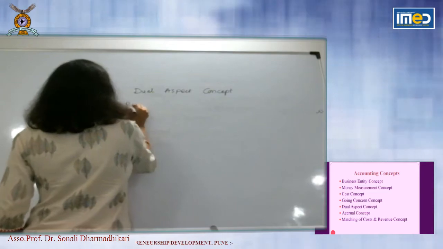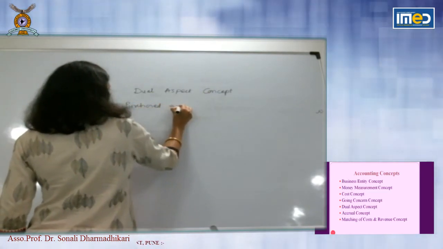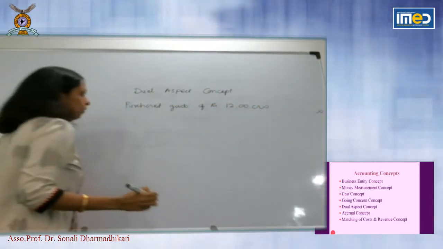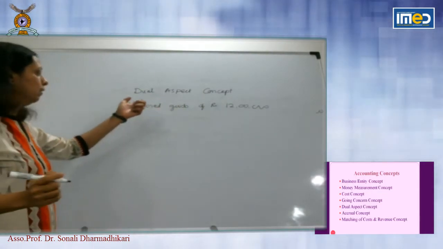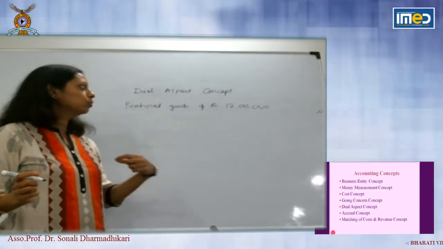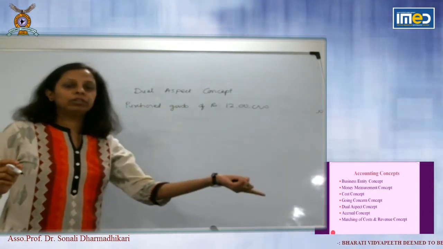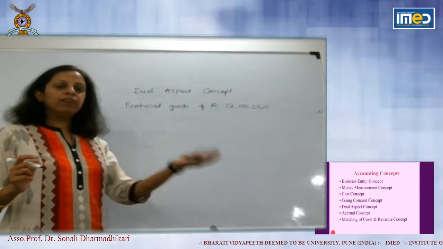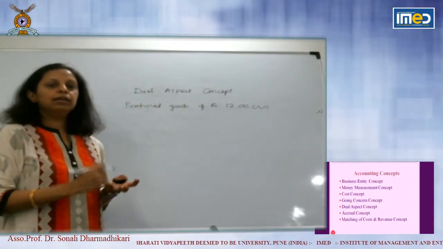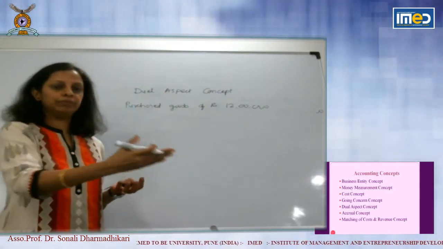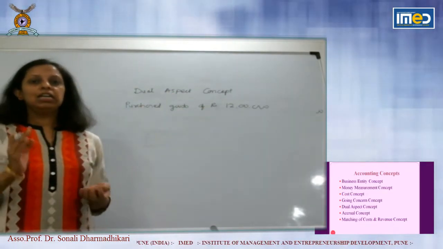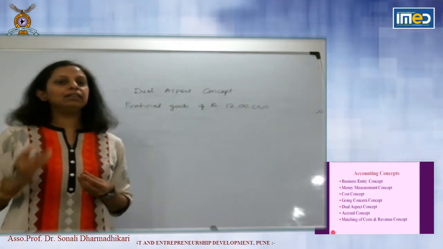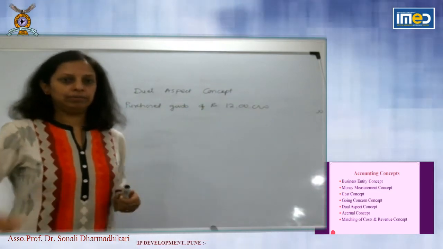Now, for example, purchase goods of rupees 12,000. What are the two aspects in the transaction? You have purchased goods, so you have received goods of 12 lakh, but you have to pay money worth rupees 12 lakh. So goods are coming in, cash is going out. So the business will receive something and the business has to pay something, give something. This is called dual aspect. Each and every transaction has two aspects and then they are segregated as debit and credit. This is called dual aspect concept.